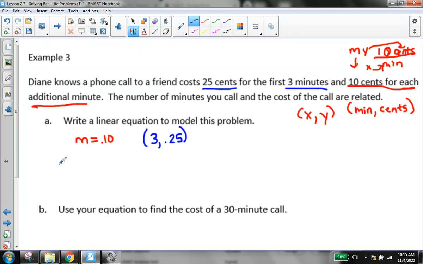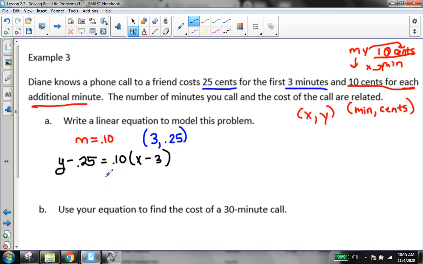I'm going to start out right now with point-slope form. So I'm going to do y minus y sub 1 equals m times the quantity of x minus x sub 1. And I'm going to solve this thing for y so that we all come up with the same exact answer.